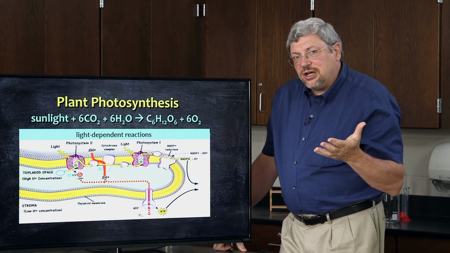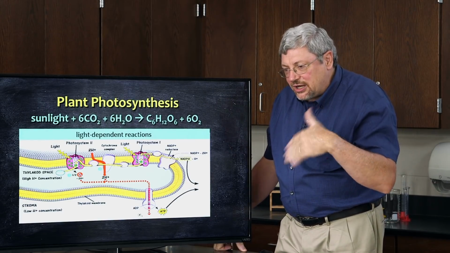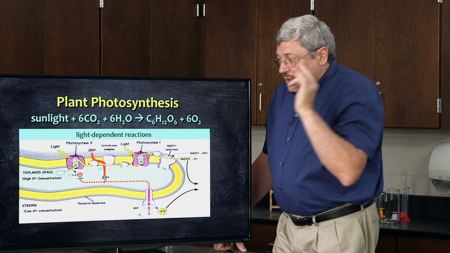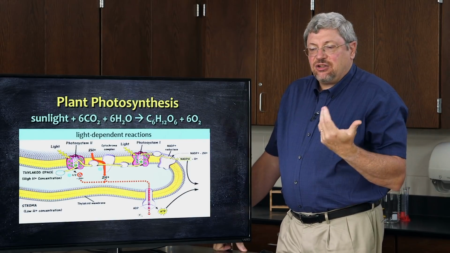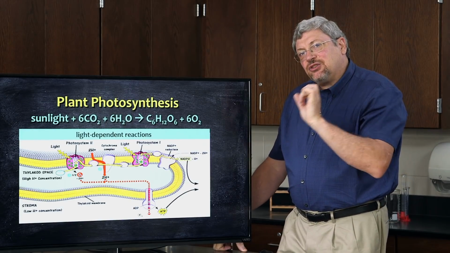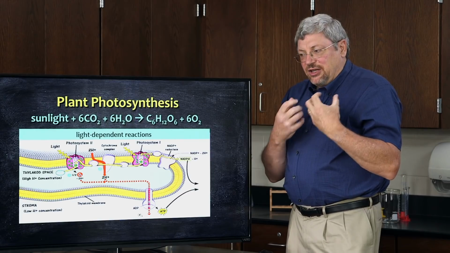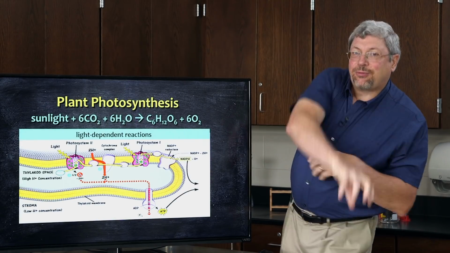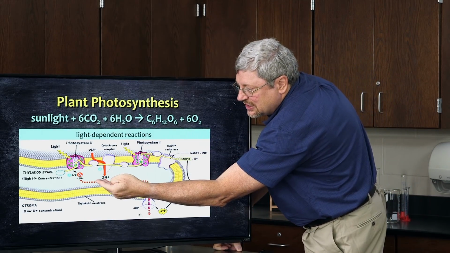I've already referred to the phospholipid membrane as something that lets water through and oxygen through, but does not let ions through. A hydrogen ion, if it's on one side of the membrane, is not going to spontaneously go through the membrane. But what this electron transport chain does is it takes the energy from that excited electron and uses it to pump, or to throw, the hydrogen ion from the outside of the membrane to the inside.